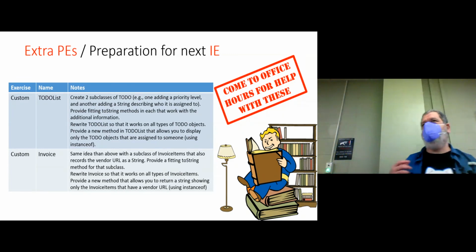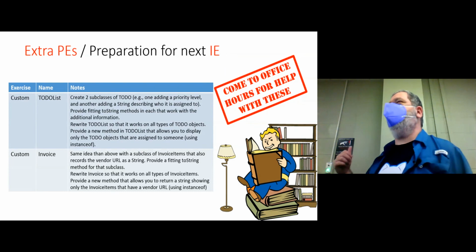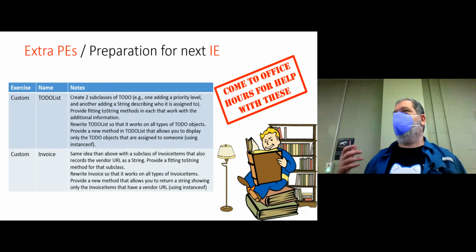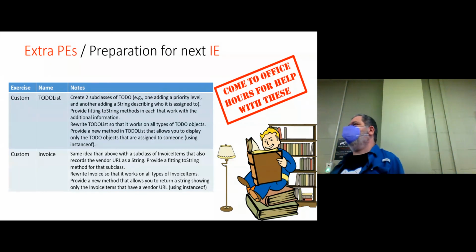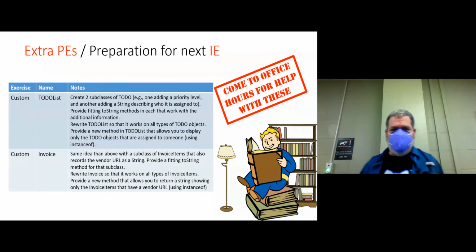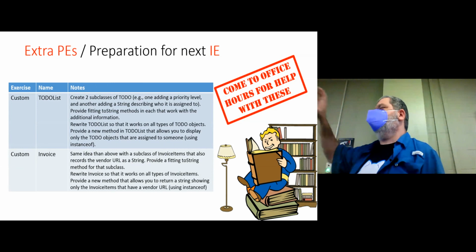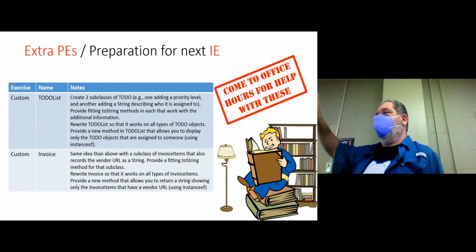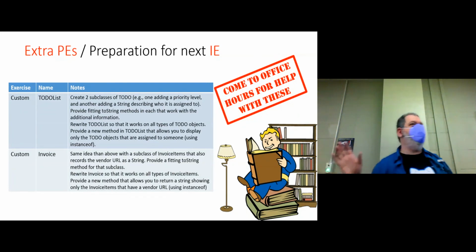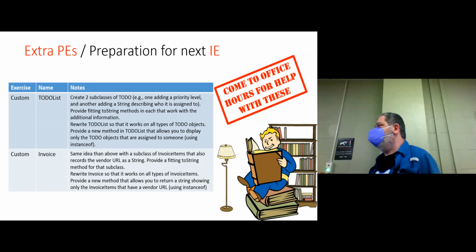The gist of what I want you to do in those practice exercises is, instead of having one kind of invoice item, we are going to have, let's say, 2 classes of invoice item. We are going to have the basic invoice item, then a subclass of invoice item that has some additional feature. For the to-do list, you have your to-do class that represents a to-do item, and I want you to create a subclass that is to-do item with priority, and another subclass that is to-do item with assignment.